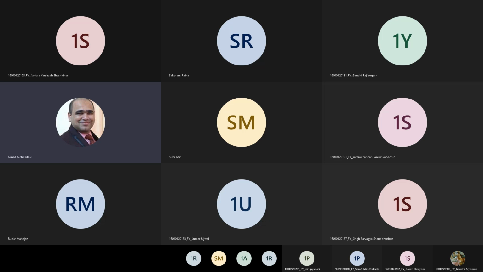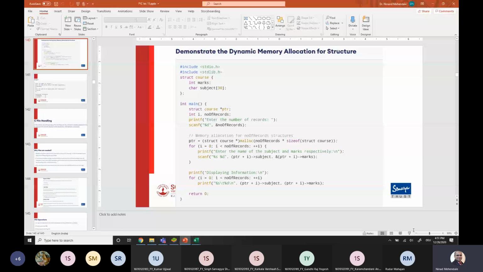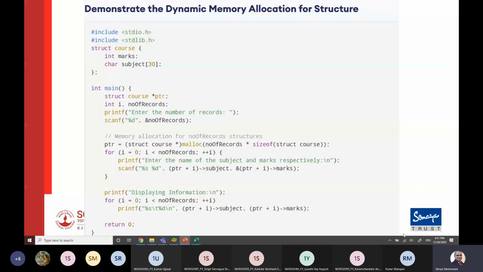Dynamic memory allocation for structures, and today we'll start with that only. First thing we need to understand is that two library files, that is stdio and stdlib, are required for the structures. Then you define a structure named course here, and inside that you declare int marks and char subject[30], where 30 is the total width of that subject char variable. So you can have a subject name whose length can be up to 30 characters. Then you end the structure.